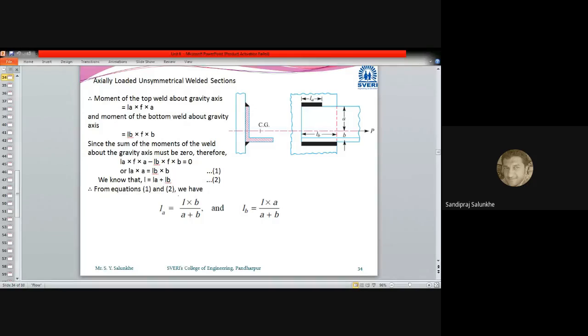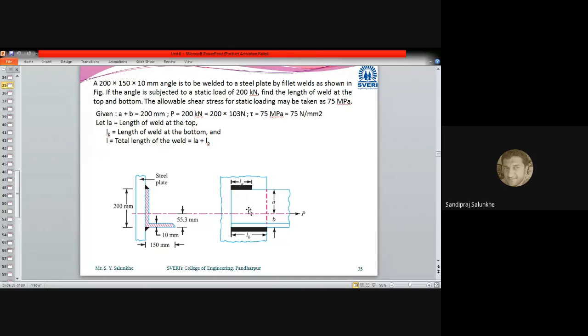Related to the welding. Now next part, this we have covered, that is axially loaded unsymmetrical welded joints, and in that case also we have calculated the strength, that is nothing but load carrying capacity, in which we can calculate the equivalent length and all other parameters related to this eccentric loading. Okay. Now next part is that we are going to see one example related to that, and then afterwards we'll go further.